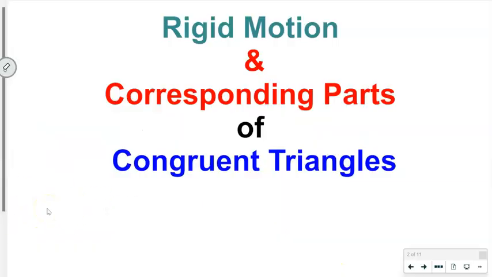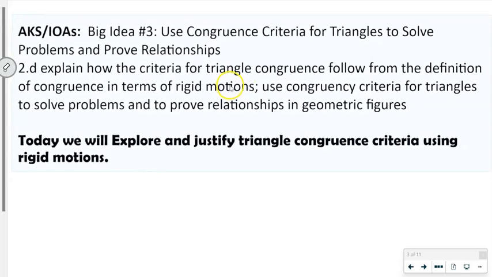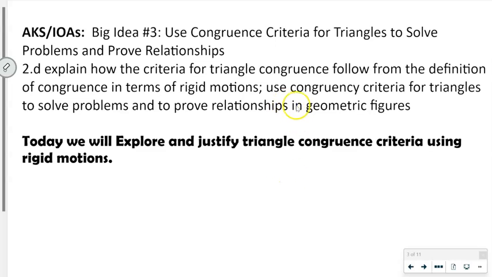So in this lesson, we're going to go over rigid motion and corresponding parts of congruent triangles. This is AKS IOA Big Idea 3, using congruence criteria for triangles to solve problems and improve relationships. We are actually doing IOA 2D, explain how the criteria for triangle congruence follows from the definition of congruence in terms of rigid motions. And we're going to use congruency criteria for triangles to solve problems and to prove relationships in geometric figures. So today we will explore and justify triangle congruence criteria using rigid motion.